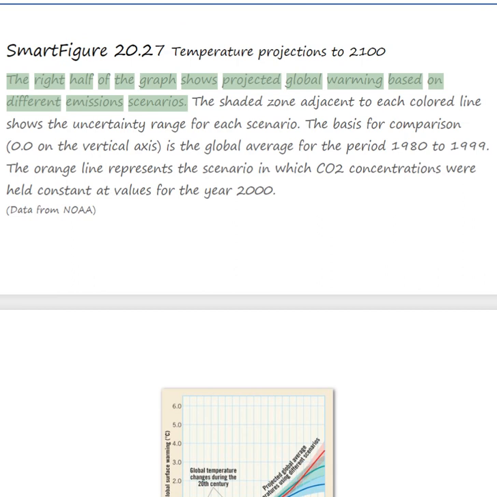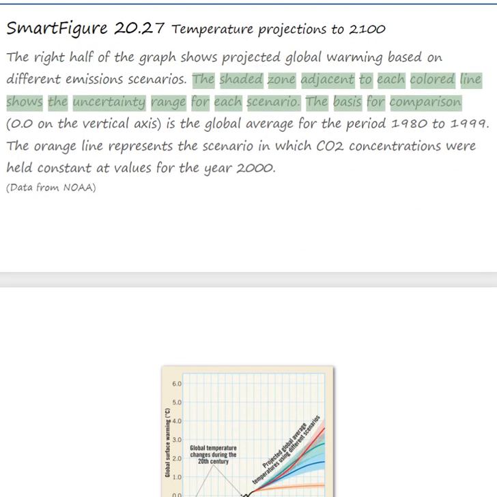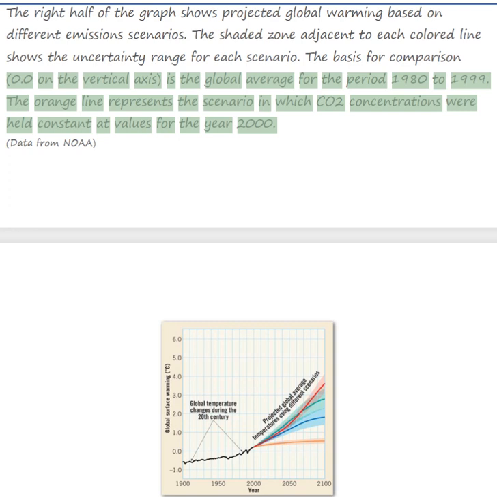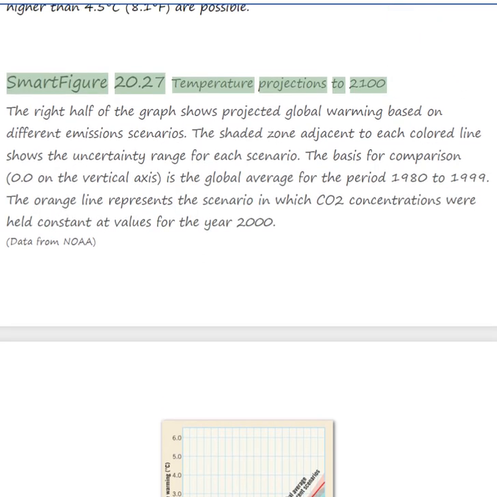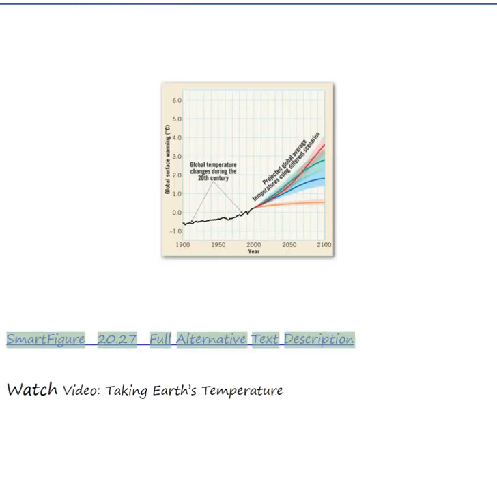The right half of the graph shows projected global warming based on different emissions scenarios. The shaded zone adjacent to each colored line shows the uncertainty range for each scenario. The basis for comparison is the global average for the period 1980 to 1999. The orange line represents the scenario in which CO2 concentrations were held constant at values for the year 2000. Smart Figure 20.27 Temperature projections to 2100.